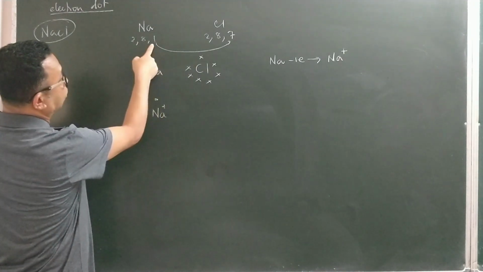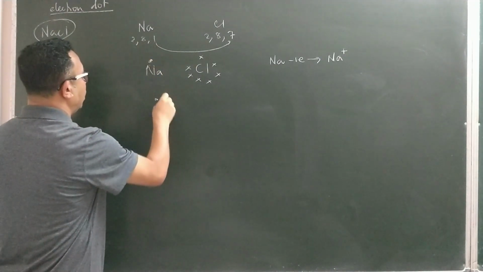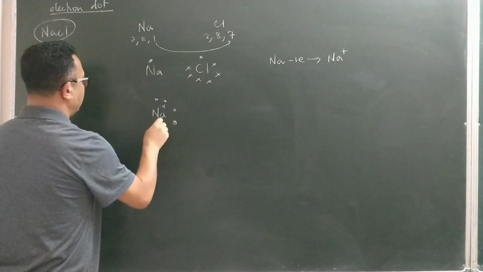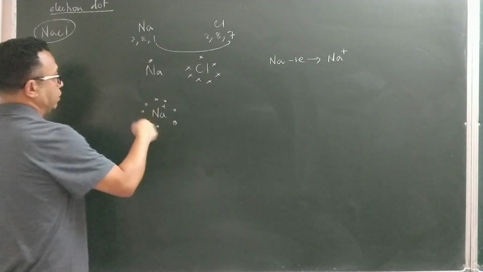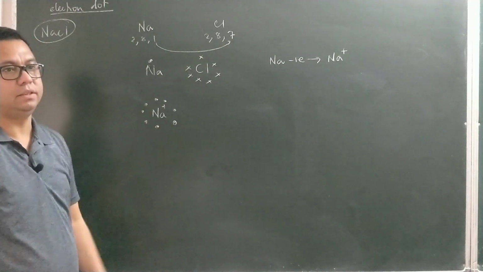Now the outermost shell of Na plus is not 1, it is 8. So 1, 2, 3, 4, 5, 6, 7, 8. Now you can see sodium is very happy, as its outermost shell is 8.